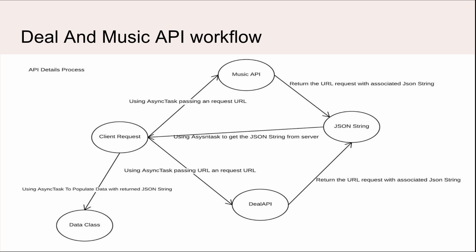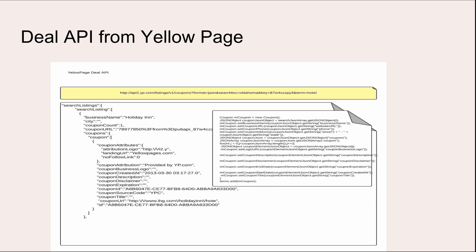So this is the workflow for the View and Music API. Although they are two different APIs, the workflow is kind of the same. The client uses an async task to pass the URL request to the Music API, and also for the View API, and the API returns the JSON string and passes it back to the client. The client saves the info into the data class.